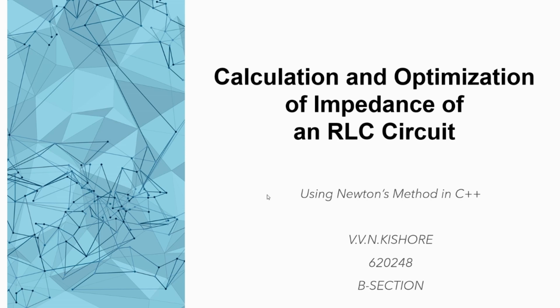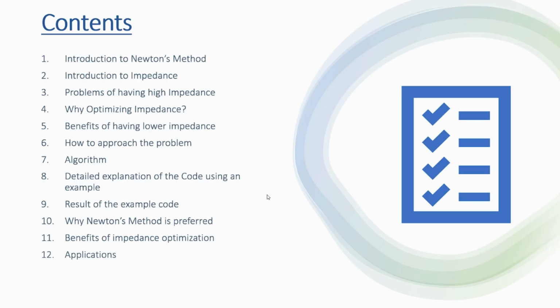Today we are going to discuss Newton's method and its application of optimizing the impedance of an RLC circuit. The contents we are going to discuss today are introduction to Newton's method, introduction to impedance, problems of having high impedance, why optimizing the impedance, benefits of having lower impedance, how to approach the problem, algorithm, detailed explanation of the code using an example, result of the example code, why the Newton method is preferred over other methods, benefits of impedance optimization and its applications.